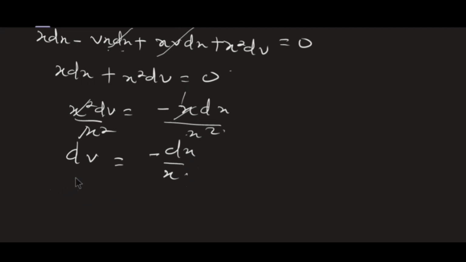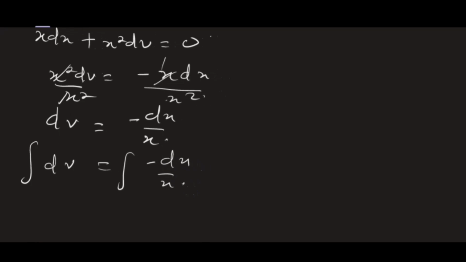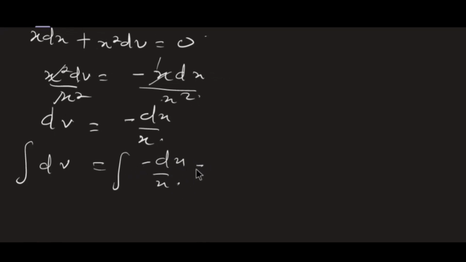At this point, it's separable, so you only integrate both sides. So integral dv equals integral negative dx on x. Once you have this, when you integrate dv, you are going to get v plus a constant. So let's say plus k is equal to this place. It's going to give us negative ln x.